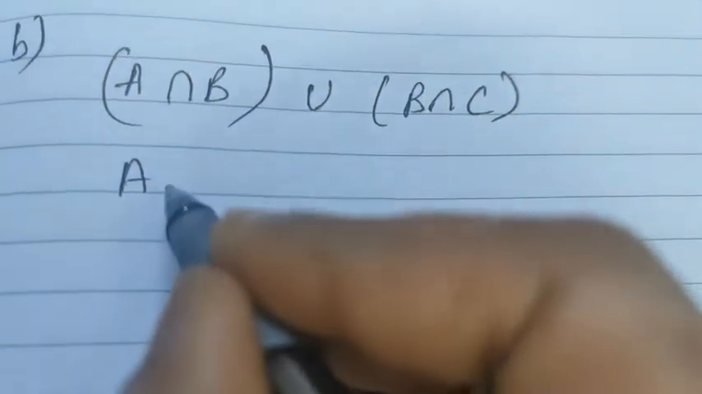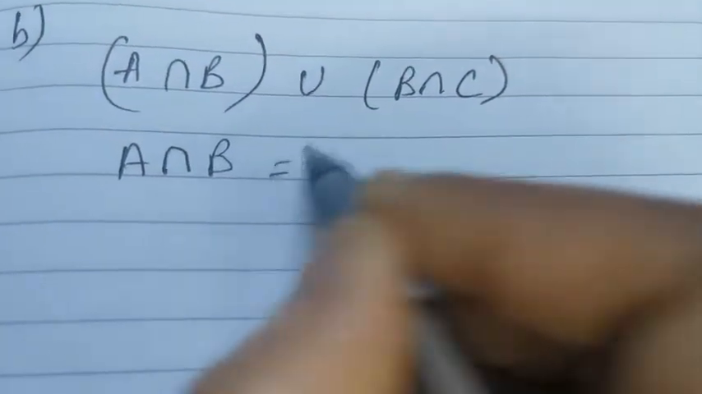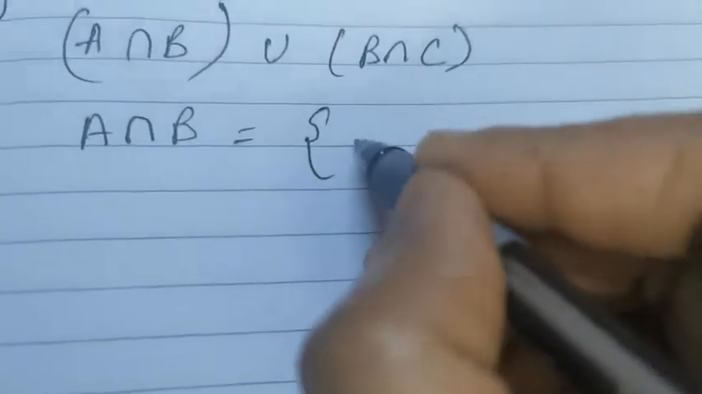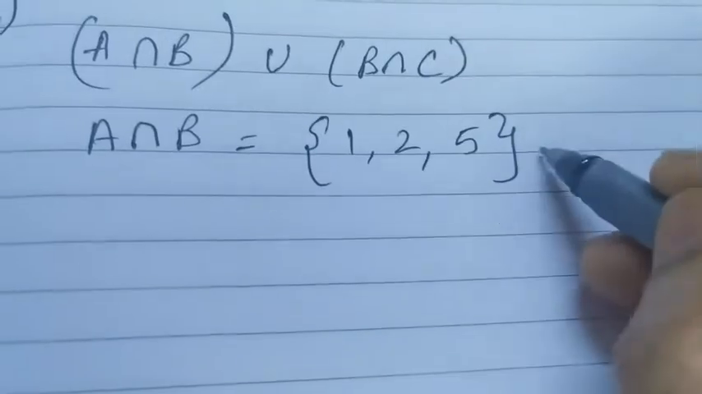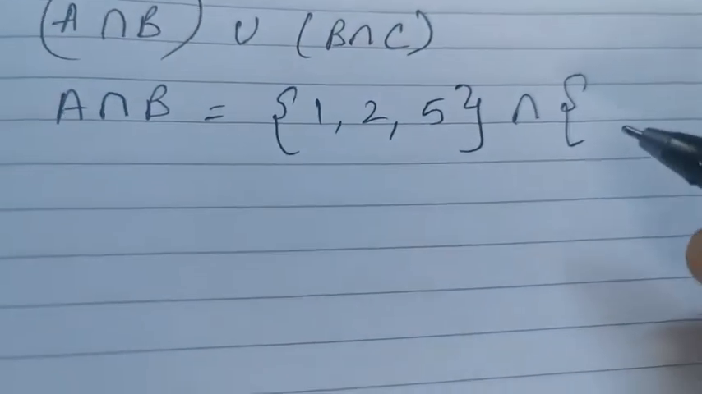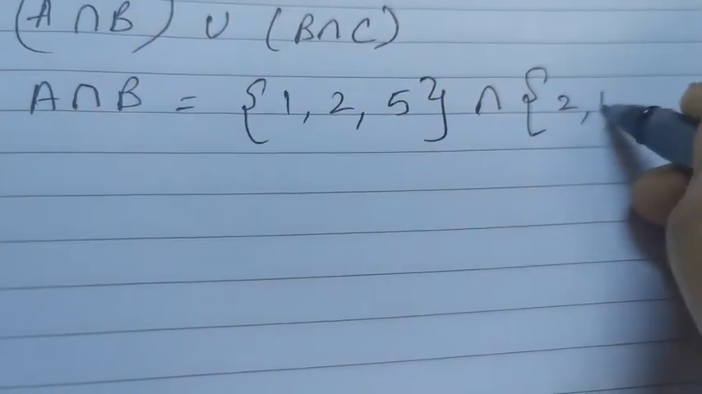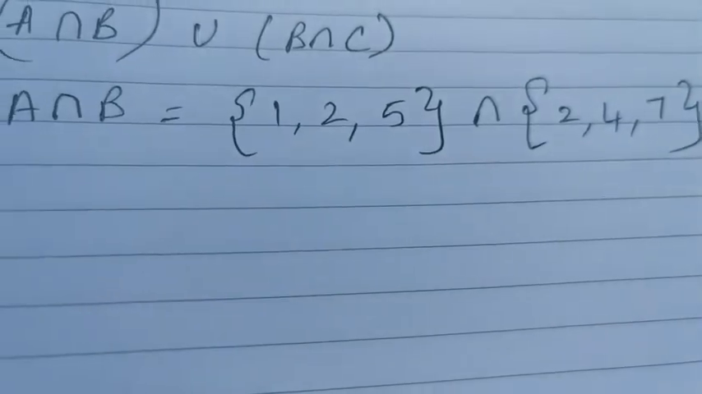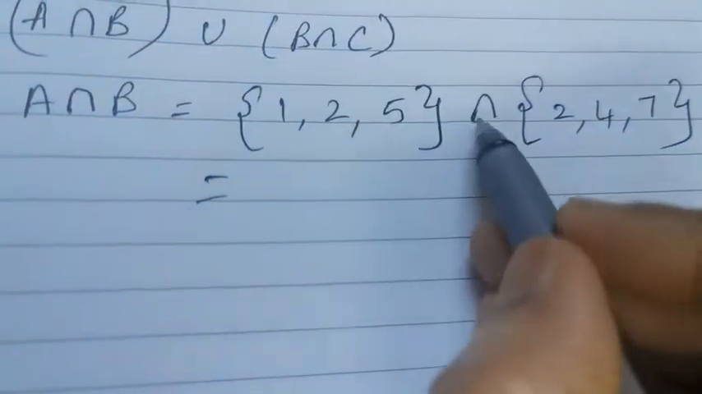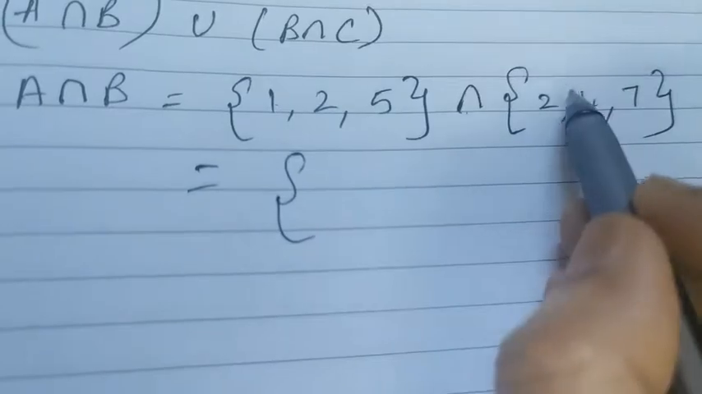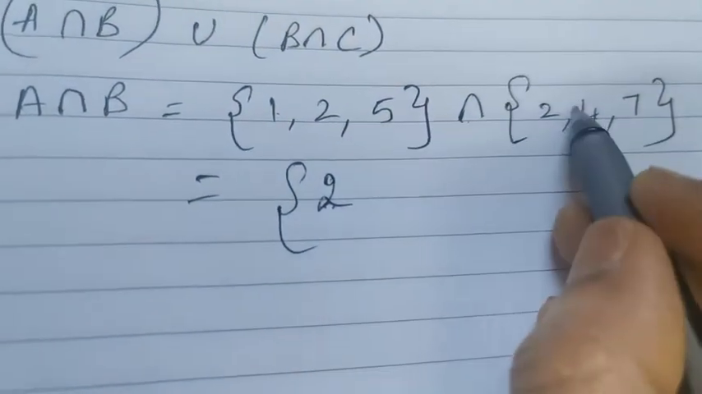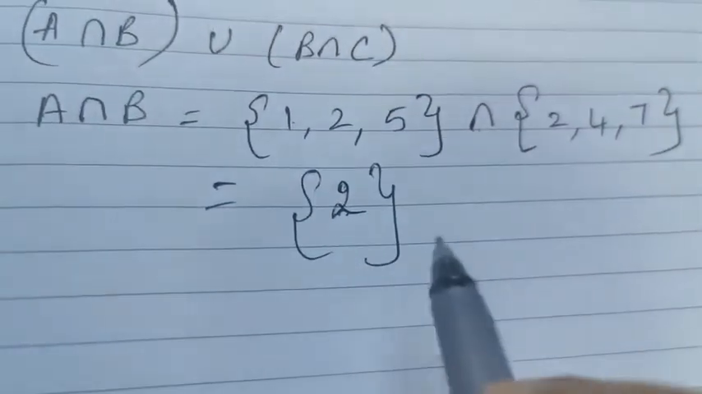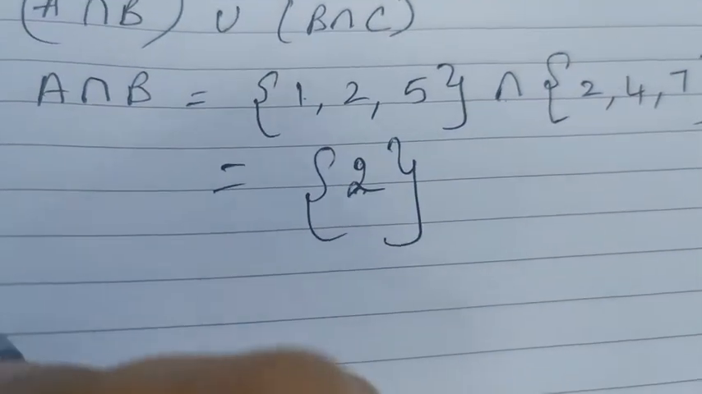So to find it, first I will solve the brackets. That is the rule. So A intersection B. What is A? 1, 2 and 5. Intersection B. What is B? 2, 4, 7. So intersection means common. 1 is not there. 2 is present in both the sets. 5 is not there. Therefore, A intersection B has one element which is 2.